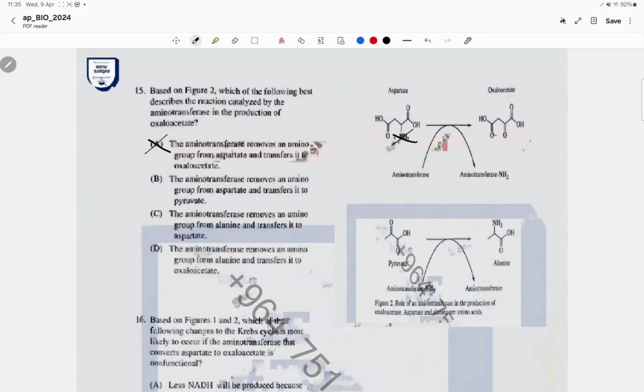The aminotransferase removes an amino group from aspartate. That's true. And gives it all the way to pyruvate. Yeah, true. It will give it to pyruvate, and that will make pyruvate into alanine. So B is the right answer. Let's see why the others are wrong. The aminotransferase removes an amino group from alanine. No. Again, no. Good. Okay.